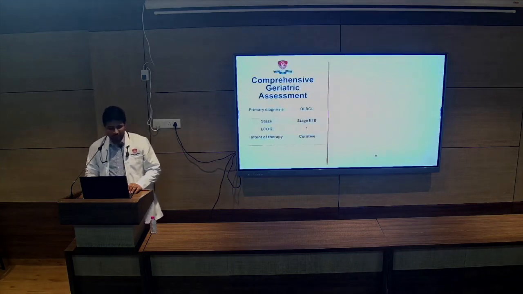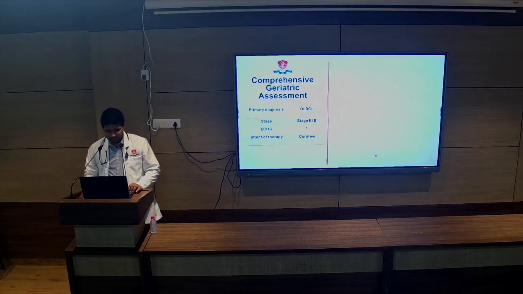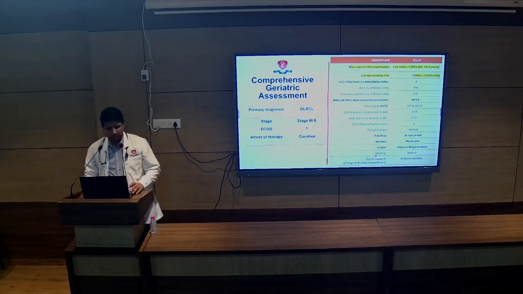With this introduction, the patient was referred to us for comprehensive geriatric assessment with the primary diagnosis of DLBCL stage 3B, ECOG performance status 1, with curative intent to improve the quality of life. In the geriatric assessment, we assessed all the domains of geriatrics using multiple validated tools and found that the patient's non-cancer life expectancy using the Lee index was 14.3 years, which is too high compared to the prognosis in the case of DLBCL. And the chemotoxicity risk using the Cancer and Aging Research Group score was 7, which is in the intermediate category for grade 3 and 4.